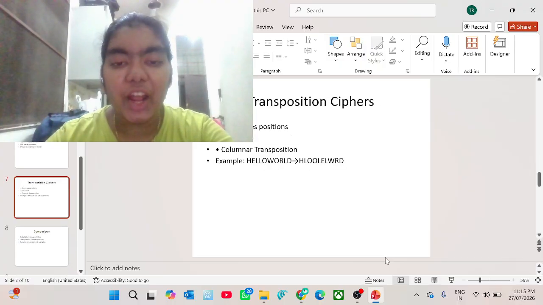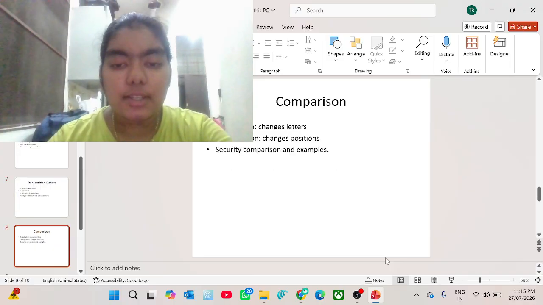Next is the transposition cipher. The second major technique is the transposition cipher. Unlike substitution, this method does not change the letters. Instead, it changes their positions. Some examples are the rail fence cipher and the columnar transposition cipher. In the rail fence cipher, the message is written in a zigzag pattern and then read row by row. Since only the positions change, the original letters remain the same.